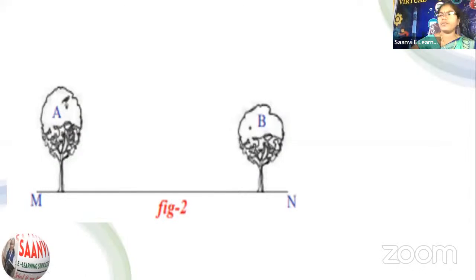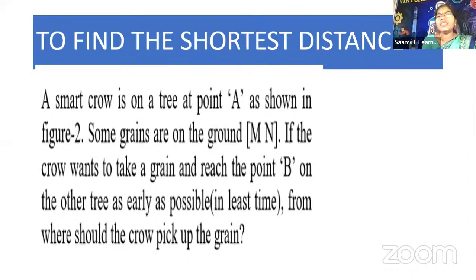Next, see this diagram properly, to find the shortest distance. Actually, there is one activity. In this activity, first of all, I will explain. Can anyone say what is incident and what is reflection? In the previous class, we discussed the basic points of incident, reflection, normal, and laws of reflection also. Can anyone say what is incident?